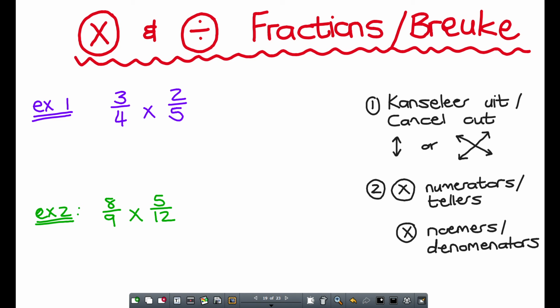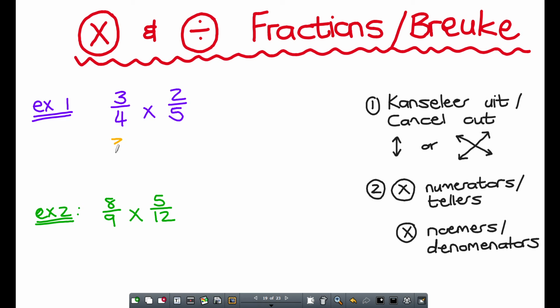Example 1, I've got 3/4 times 2/5. Now, we said we can cancel out up and down. Can I cancel out anything? Yeah. The 3 and the 4. No, it's already in its simplest form. The 2/5? No, so I couldn't cancel out up and down. Could I cancel out across, meaning like that? The 3 and the 5? No. But I could cancel out with the 2 and the 4. Right? Okay.